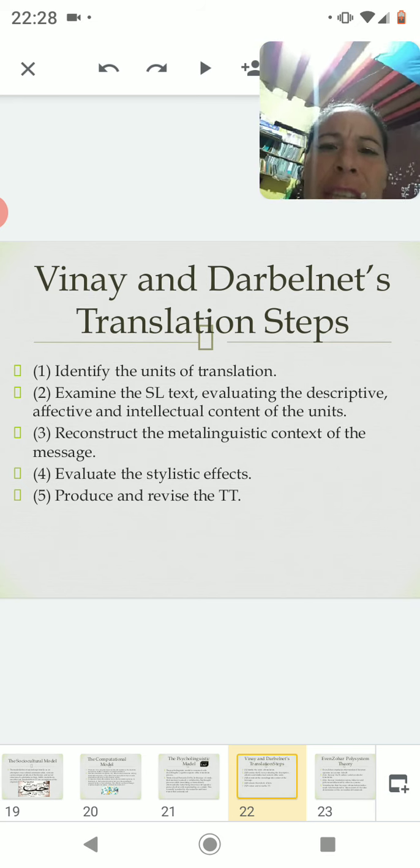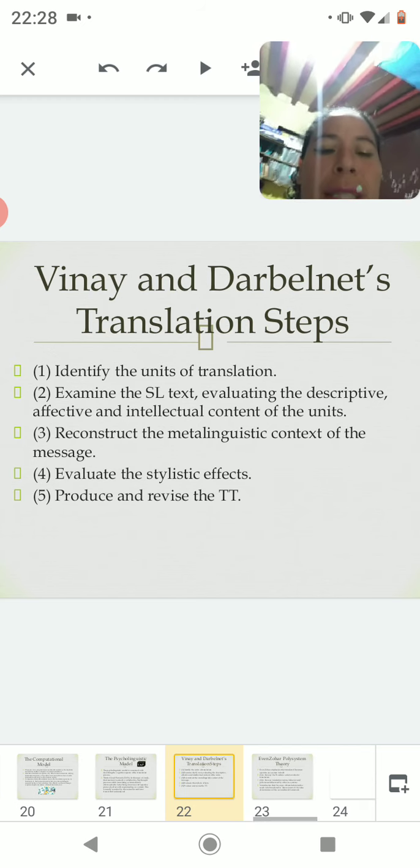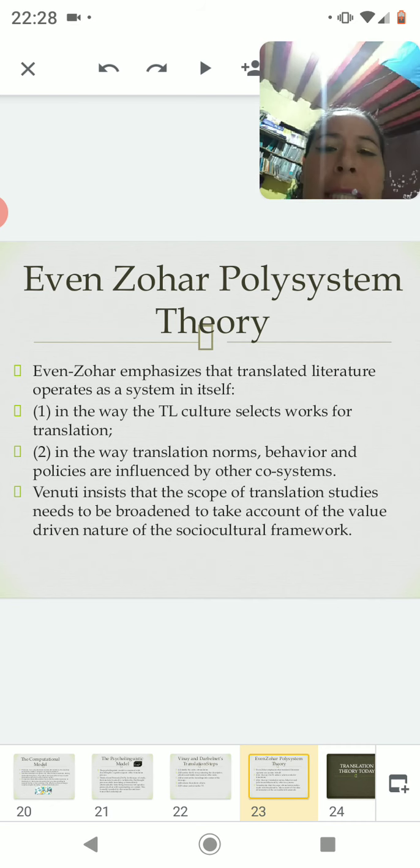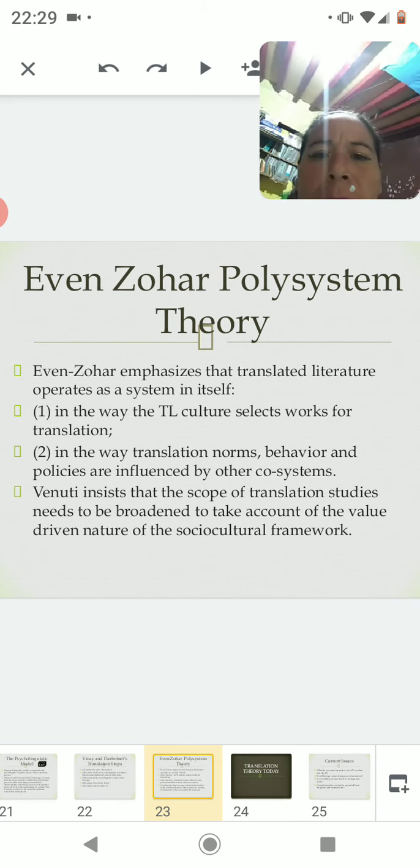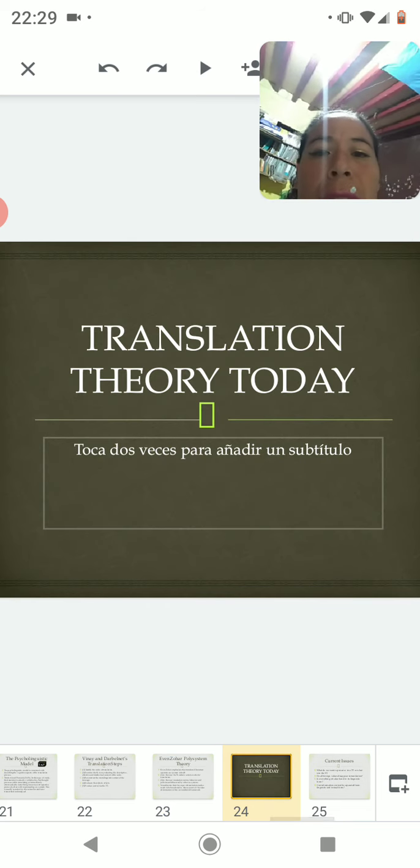Vinay and Darbelnet's translation steps are to identify the units of translation, to examine the source language, to reconstruct the metalinguistic context, to evaluate the stylistic effects, and to produce and revise the text. Then Even-Zohar's polysystem theory emphasizes that literature operates as a system itself, in the way the target language culture selects works for translation and the norms. Venuti insists that the scope of translation studies needs to be broadened to take into account the value-driven nature of the sociocultural.